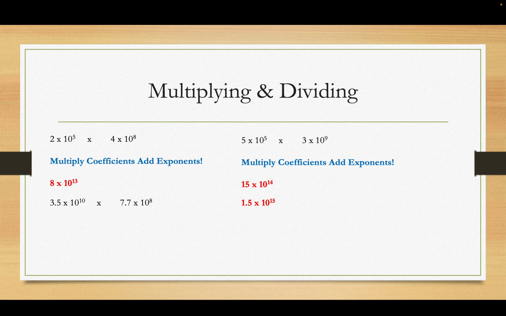All right, let's try again here. 3.5 times 10 to the 10th times 7.7 times 10 to the 8th. Go ahead. Okay, so I multiply those coefficients and I add the exponents. That gives me 26.95 times 10 to the 18th. But remember, 26.95 is not between 1 and 10. So I have to divide that by 10 to move that decimal one place to the left and make it 2.695. So to balance that out, I have to multiply by 10 on the right.